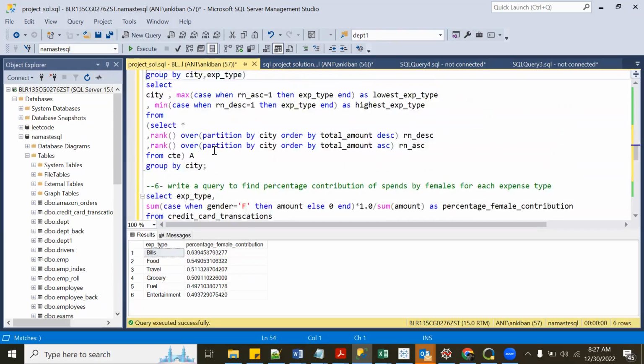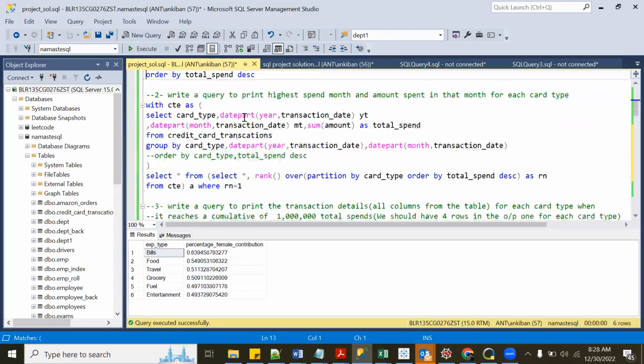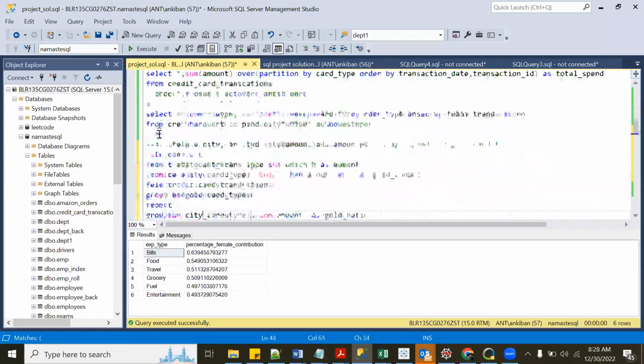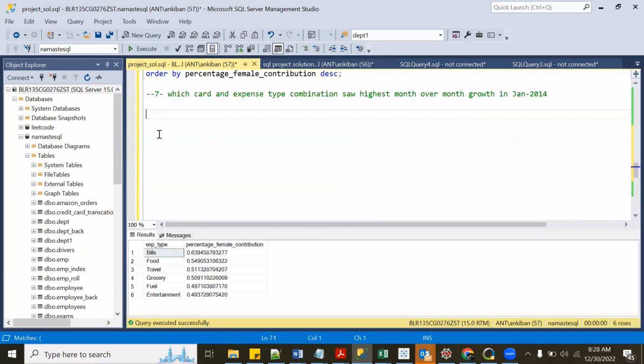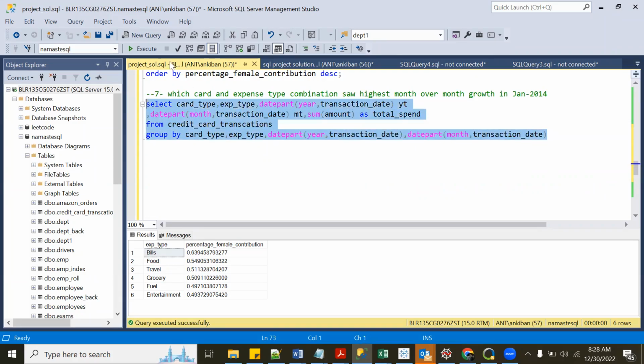So let me copy the basic aggregation from here. I need the order date part as well, right? I will just take this one. Okay. So I need card type and expense type. So I will take expense type also here. And here as well. Let me run this one.